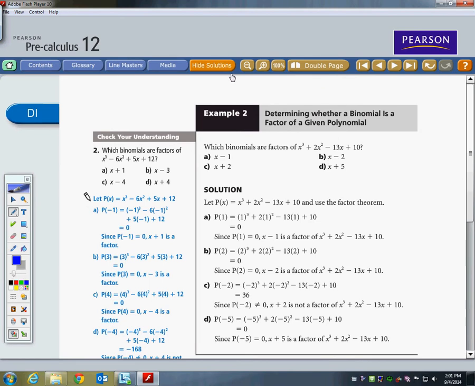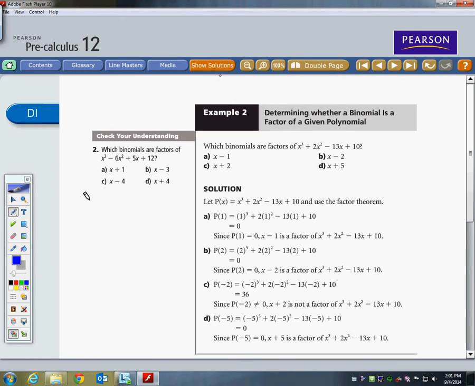I'll hide these solutions. There we go. Example number 2. Which binomials are factors of x cubed plus 2x squared minus 13x plus 10? Which of these 4? Now they give you 4 already, so you don't have to come up with them yourself, and they're saying, is this a factor? Is x minus 1 a factor? Is x minus 2 a factor?